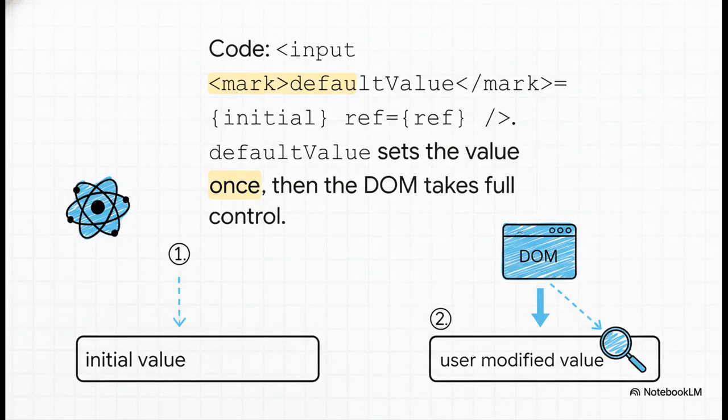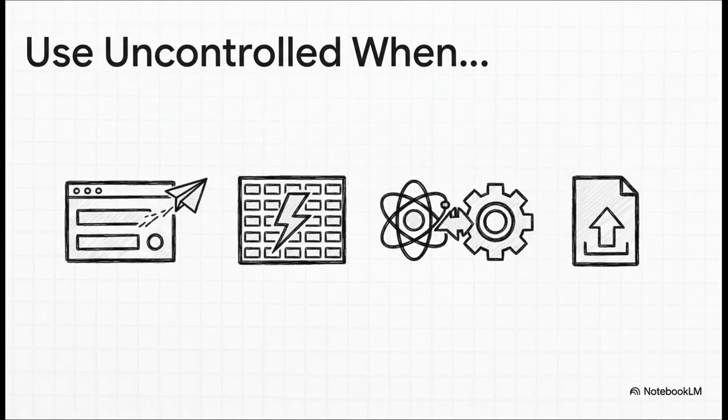The key prop here is totally different. It's defaultValue. And that name is very intentional. It tells React, hey, set this as the starting value on the very first render, and then just walk away. You let the DOM take over, and we use that ref to get a direct line to the element later on. So this is your go-to for really simple fire and forget forms, like a basic login page where you only care about the username and password when the user hits submit.